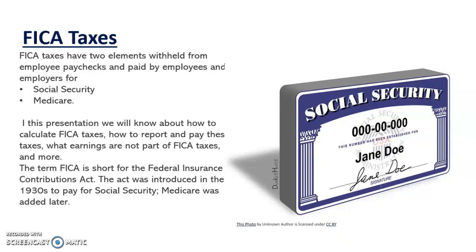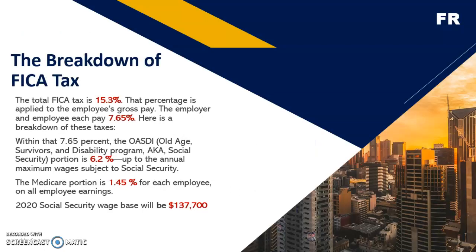The term FICA is short for the Federal Insurance Contributions Act. The act was introduced in the 1930s to pay for Social Security. Medicare was added later. The breakdown of FICA taxes: the total tax is 15.3%. That percentage is applied to the employee's gross pay. The employer and employees each pay 7.65%. Here is the breakdown of these taxes.